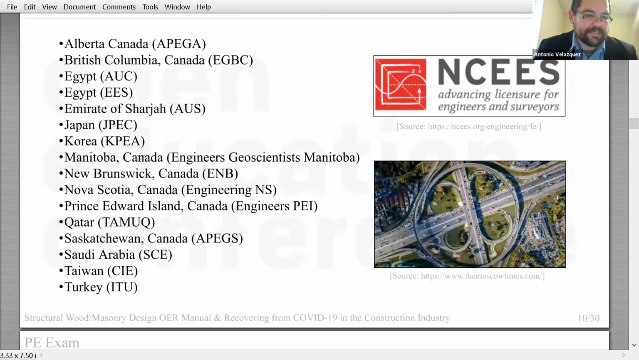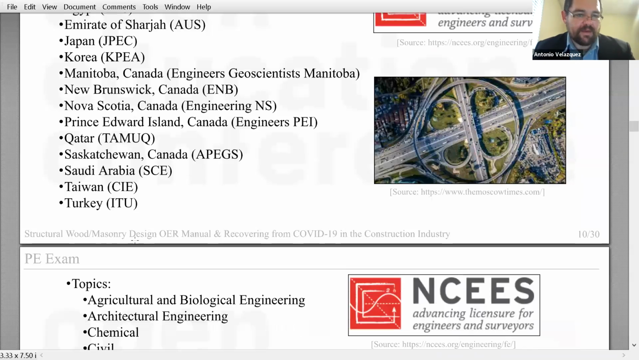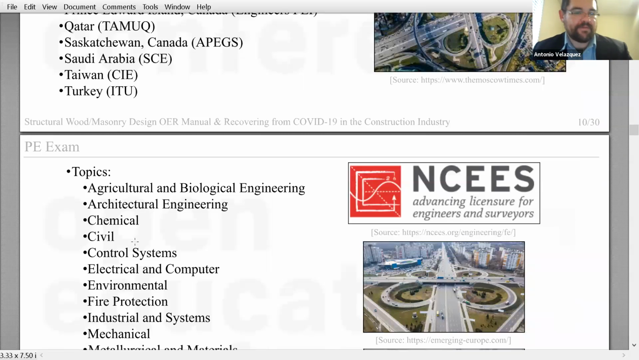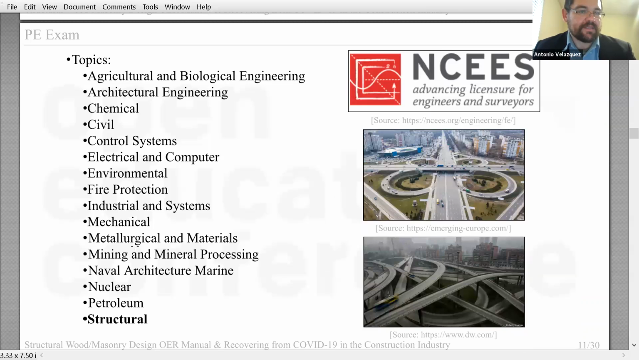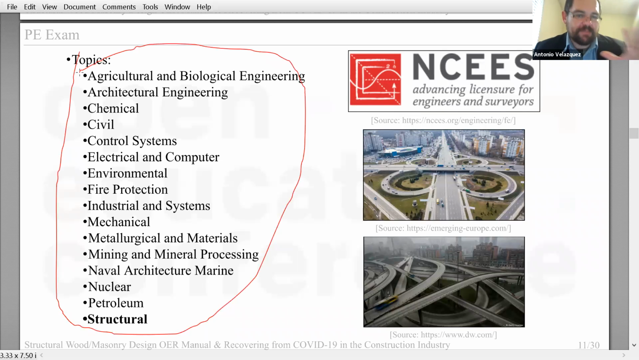Look at this table here, for example. For different countries, you have the equivalent license accreditation in Alberta, Canada, Egypt, Japan, Korea, England, Nova Scotia, Taiwan, Turkey, and others, with equivalent examinations to really filter out people and put the bar high for this license accreditation. Topics in this exam cover all this material that you can see there. So it's very broad, it's very intensive.